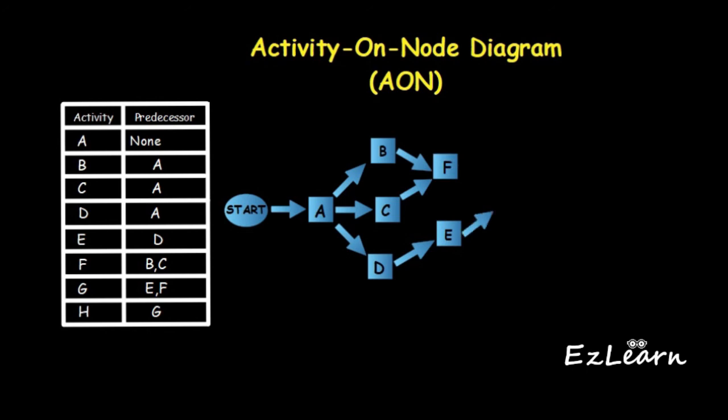We already completed these predecessors, so you have to draw the next arrows like this. In the same way, we can complete activity G, which has two predecessors, E and F. Finally, once activity G is done, we can complete the last activity H. Here is our complete activity on node diagram.